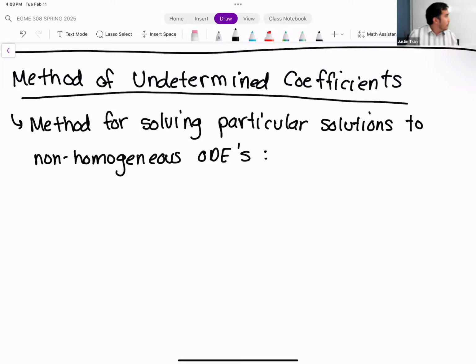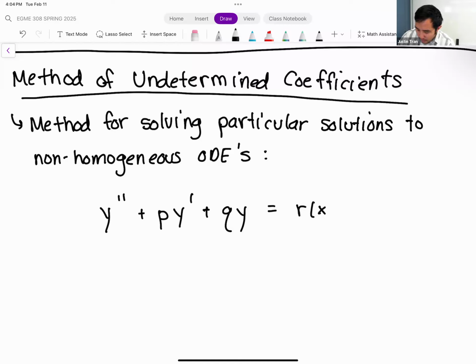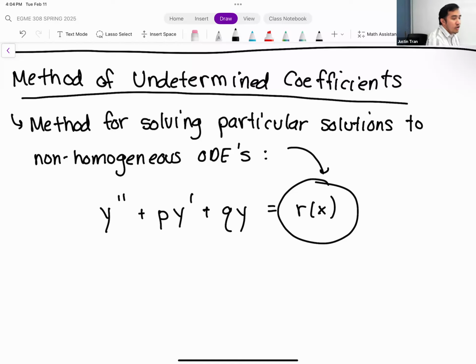All right. So just to remind you, a second-order ODE looks like the following. We have y double prime plus p y prime plus q y, right? And then we had some function out here, r of x, okay? In particular, we were looking at ways to solve for solutions with this r of x function over here, right? That's what we mean by non-homogeneous problems, when we have a right-hand side that's not equal to 0.